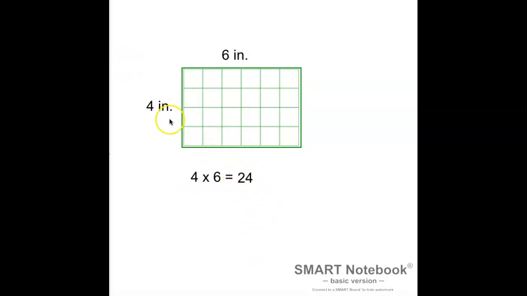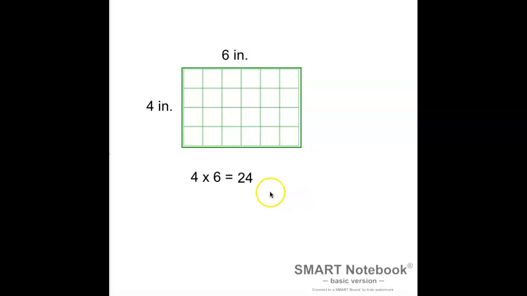Now remember, the answer is not 24, because I don't know what that 24 means. That could mean there are 24 pennies, or it's 24 feet, or there are 24 children at the park, or there are 24 cookies left to eat. 24 doesn't mean anything unless you put a unit with it.